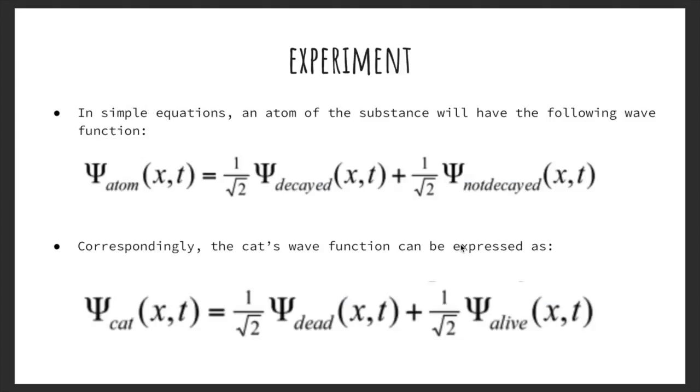In simple equations, an atom of the substance will have the following wave equation, which we have learned in quantum mechanics. Similarly, the cat's wave equation can also be modeled from above using this equation. So this is the possibility of the cat being dead as well as being alive.